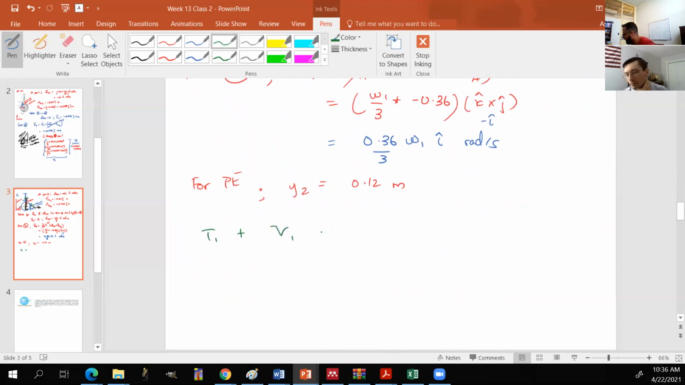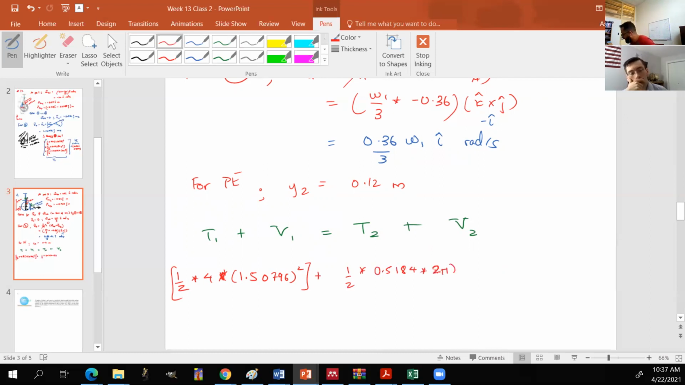T1 plus V1 is equal to T2 plus V2. I'm going to rewrite it. We'd written out T1 as being equal to 1/2 times 4 times 1.50796 squared plus 1/2 times 0.5184 times 2 pi squared. So this whole mess is equal to T1.